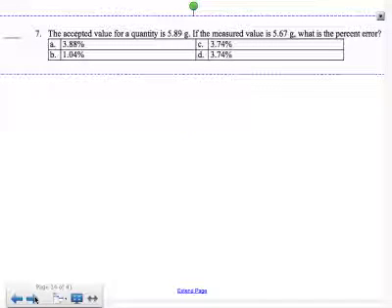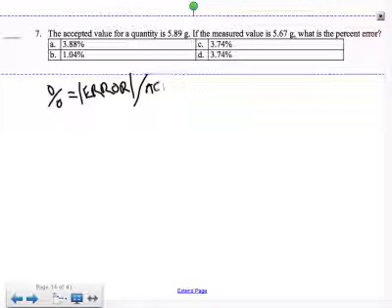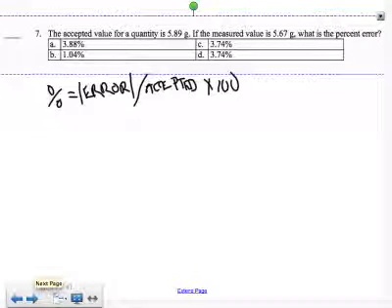Number 7. The accepted value for a quantity is 5.89. If the measured value is 5.67, what is the percent error? All right, so percent error equals the absolute value of the error divided by the accepted value times 100.